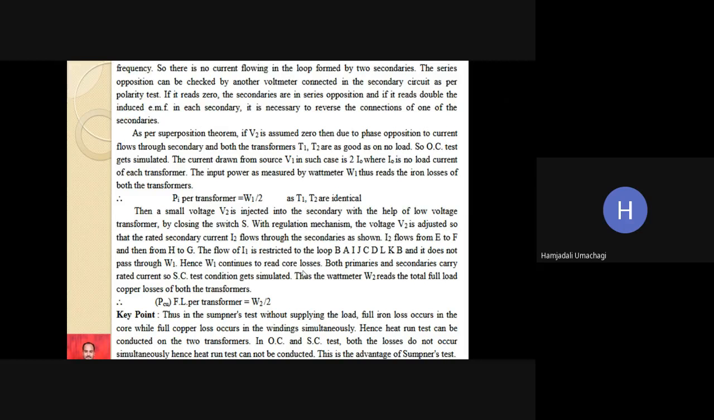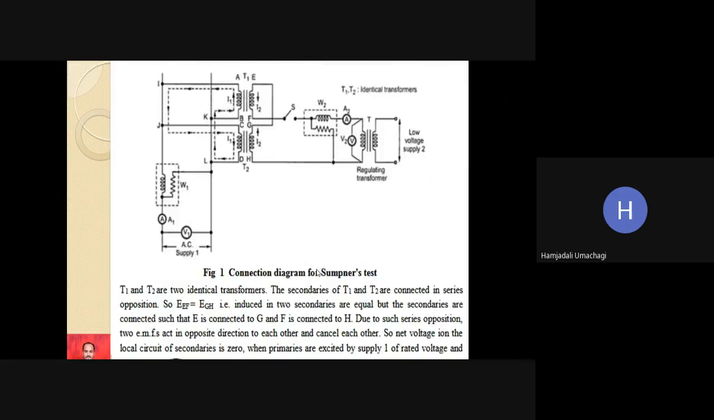Hence, W1 continues to read core losses. Since the primary current is flowing only in this path, that is points B, A, I, J, C, D, L, K, B, this current will not flow through that W1. So, W1 will continuously read iron loss, whereas W2 will continuously read copper loss.